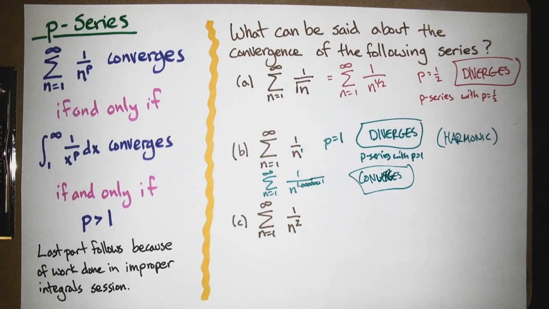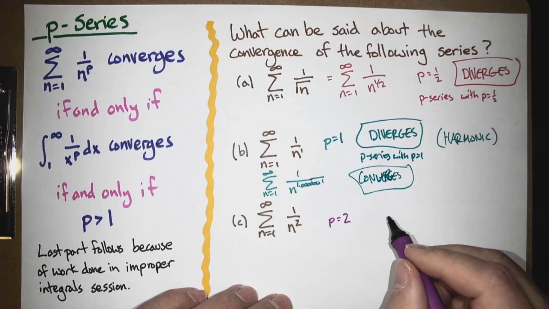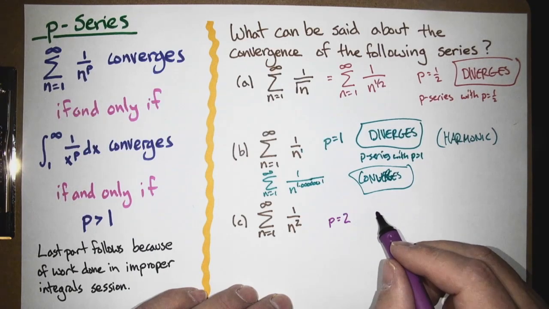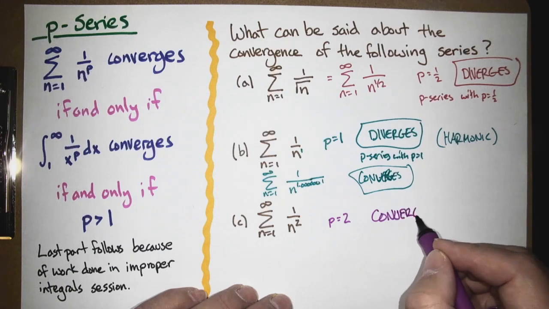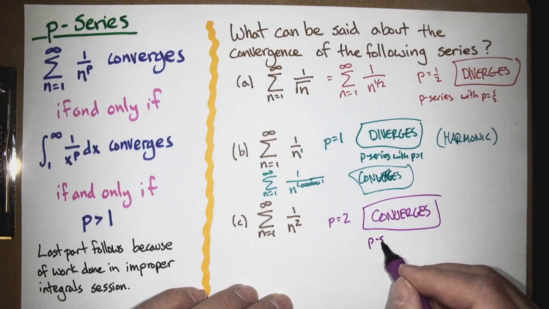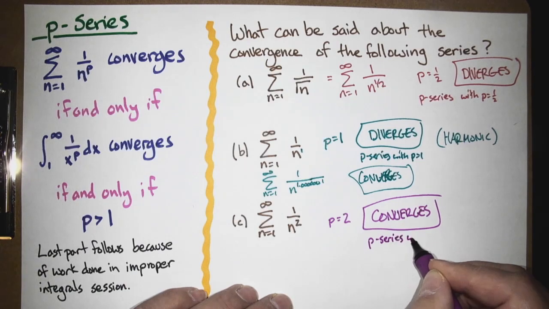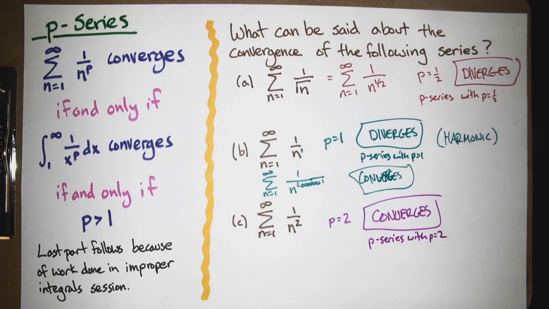Sum of 1 over n squared. What can we say about this sum? What's our p-value? 2. P equals 2. Is 2 bigger than 1? Yes. Yes, so what's our conclusion? It converges. So this is p series with p equals 2.